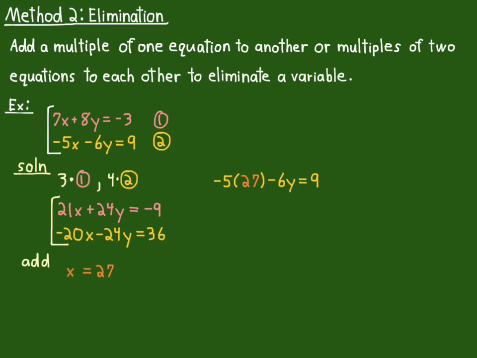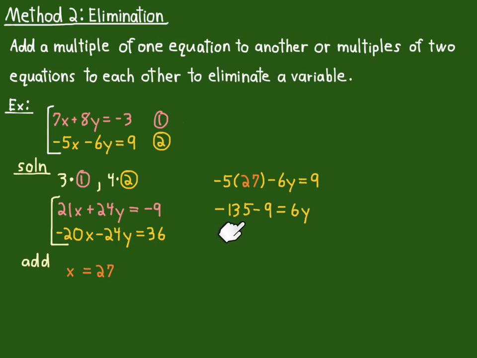And then you just plug that into either equation 1 or 2. I used equation 2 just for the heck of it. Plug the x into equation 2, and I get negative 5 times 27 minus 6y equals 9. That gives me negative 135 minus 9 equals 6y. I put this minus 6y on the right, it becomes 6y, and I put the 9 on the left, it becomes minus 9. And I just multiplied the negative 5 times 27.